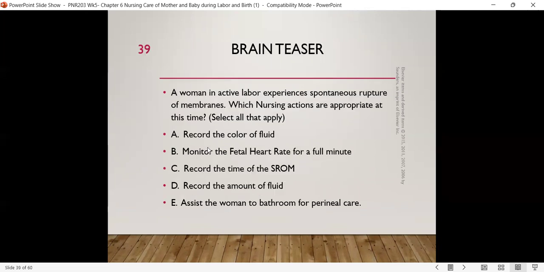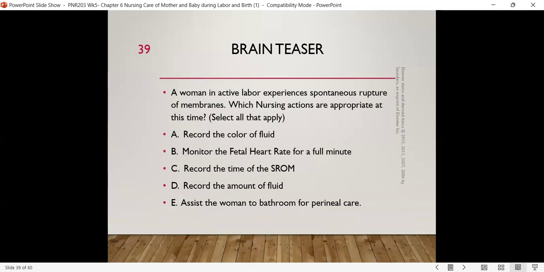So if I was to ask you a question: a woman in active labor experiences spontaneous rupture of membranes. Which nursing actions are appropriate at this time? Well, if you look at the choices, and this is a select all that apply. So what the question is asking me is the woman's in active labor, okay, and she now has spontaneous rupture.